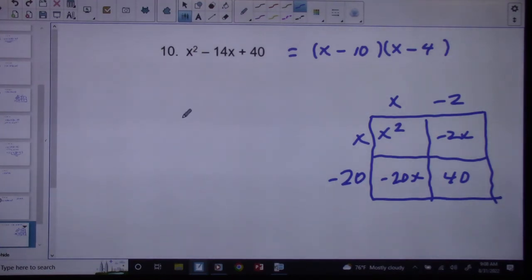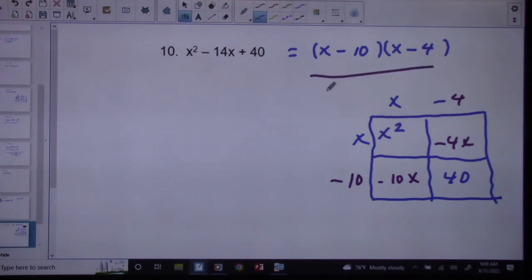You can try 1 and 40, 5 and 8. You could try 5 and 8 also, couldn't you? But then you would get negative 13. So the only one that's going to work out after some trial and error is, as Grace says, to try negative 4 and negative 10. So here you get negative 4x and negative 10x. Okay, so this is going to be our correct answer for number 10.